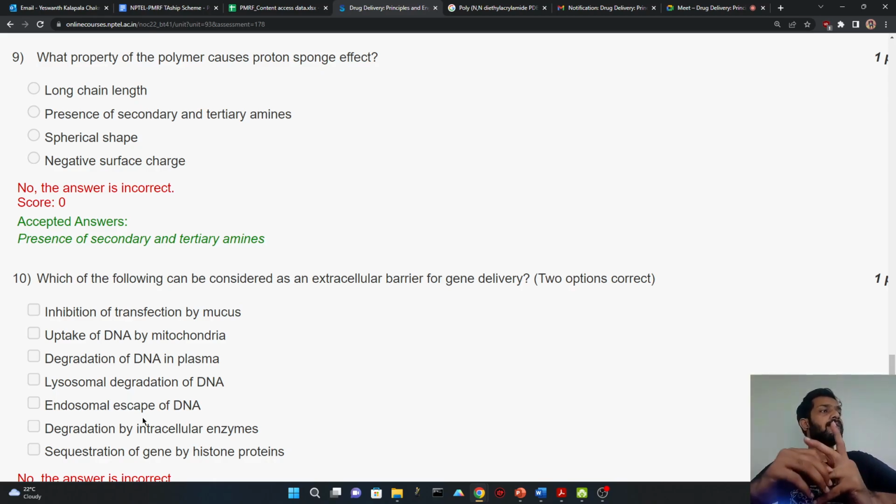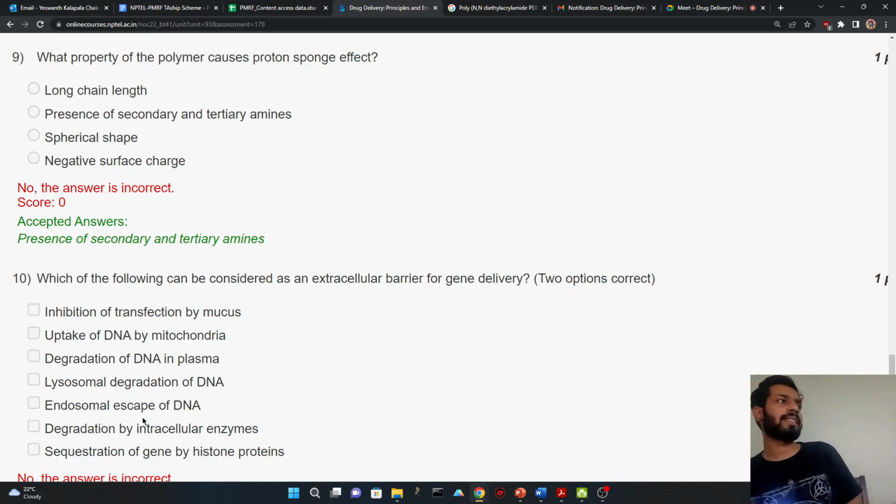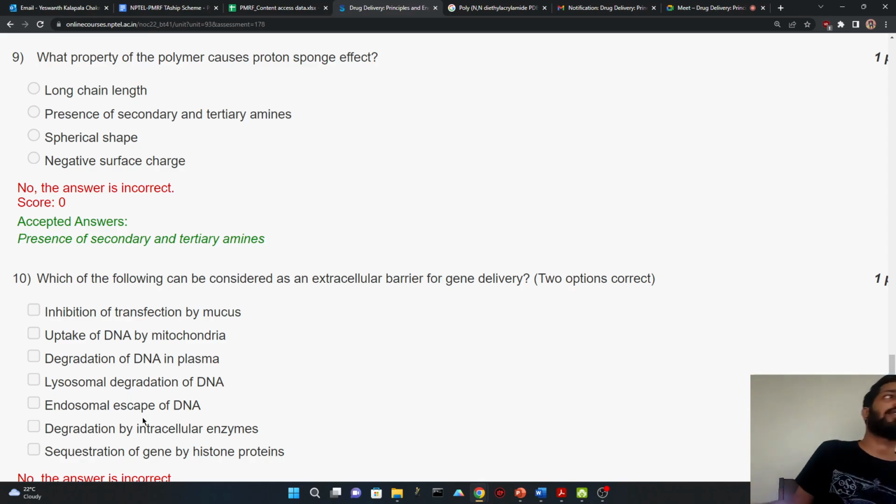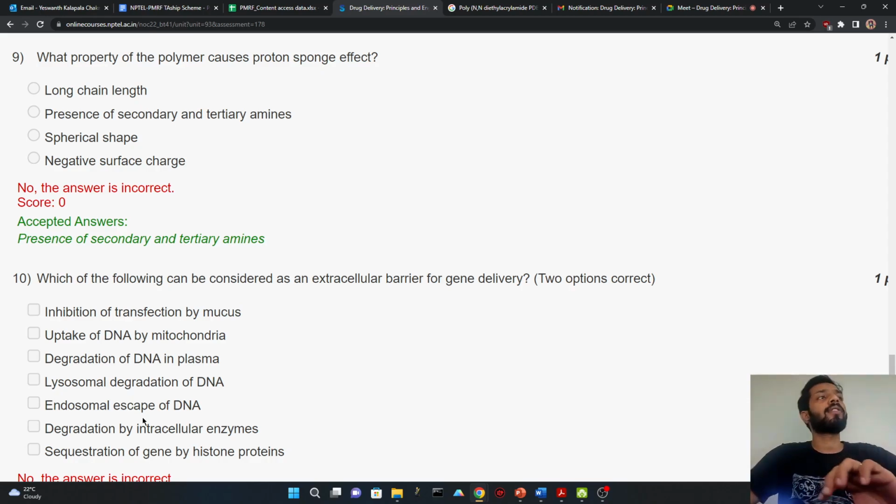So if you want to deliver a particular DNA to your entire body, the easiest and most accessible approach is to do an IV injection. Right? But if you do an IV injection of naked DNA, it's going to get degraded in the plasma. That's what they mean. Is that clear? Yes, sir.